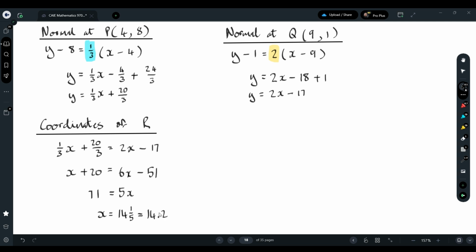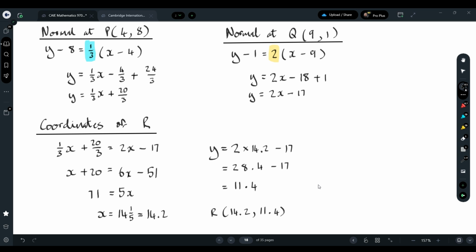Okay, now if x is equal to 14.2 at the point of intersection, to find the y-coordinate at the point of intersection, all we need to do is substitute this value of x into the simpler of the two linear equations, and then find out what that value of y is. That gives 11.4. So the coordinates of R: the x value is 14.2, and the y value is 11.4.